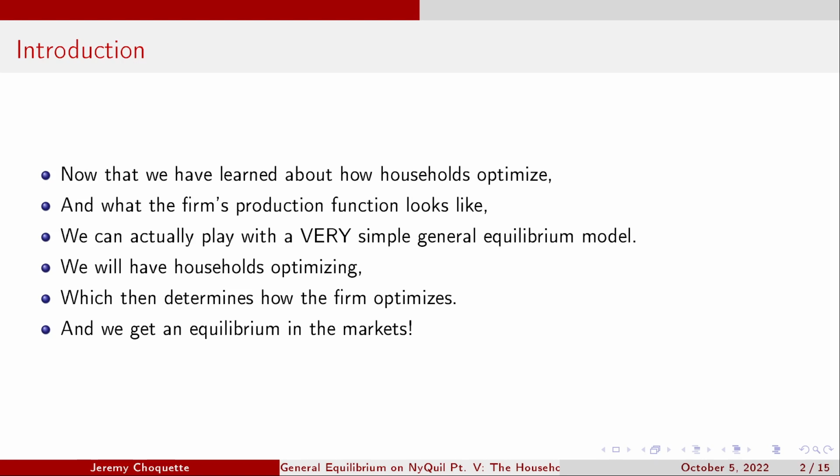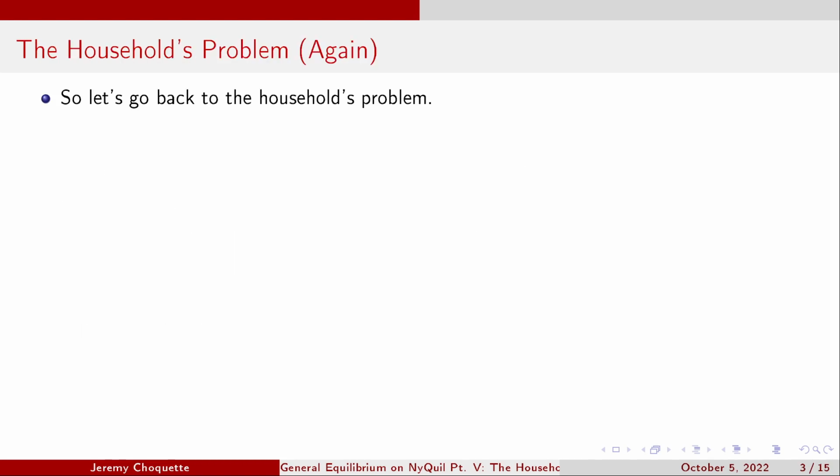When households and firms optimize, you get an equilibrium. Because the household optimizes, that's going to give you demand. The firm optimizes, that's going to give you supply. When you put demand and supply together, boom, you have equilibrium.